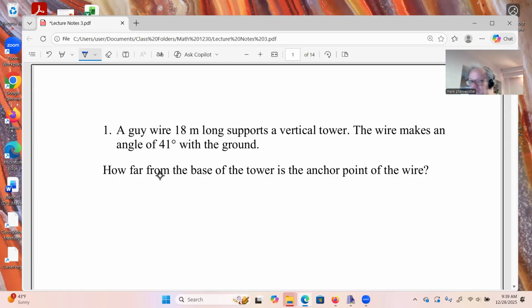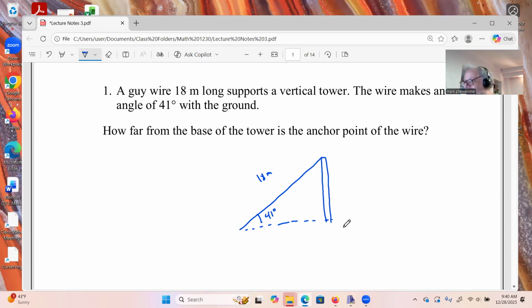Let's draw a picture. Because it's a word problem, we're going to draw pictures. We're going to draw a little mast here, okay, and we're going to have a wire. You can draw it on either side, it doesn't matter. We'll draw a little bit of the ground here, and we're going to say this is 18 meters long, okay? And we know that this angle here is 41 degrees. They want to know how far you are from the base of the tower, okay?